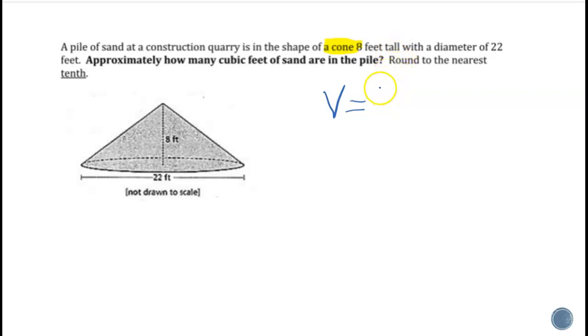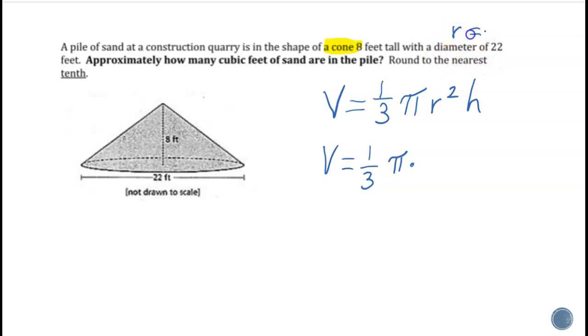So volume of a cone formula is 1/3 pi r squared h. Look through this and figure out if I have enough information to solve. 1/3 pi, I know how to do that, times radius squared. Well, what's my radius? They give me diameter. Radius would then equal half of that, which is 11. So square that, times our height. When it says 8 feet tall, that's going to be your height. Okay? So go through and do that computation.